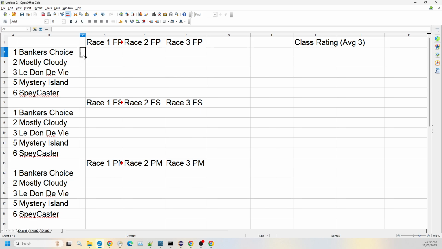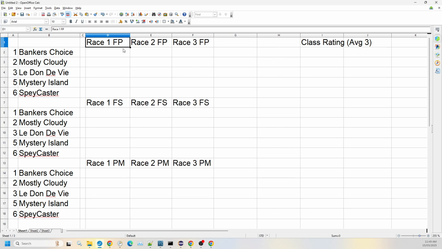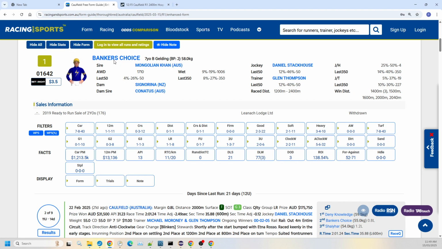So just looking at the spreadsheet, I've set it up mainly so it's easy to view on the screen. You just normally put these columns for field size and prize money across the end and just have a class rating. But it's a little bit easier just to show. So what we're looking for here is the finishing position, the field size, and the prize money of the race. And we're going to do this for race 1, race 2, and race 3 going backwards. So let's jump in and have a look at Banker's Choice.